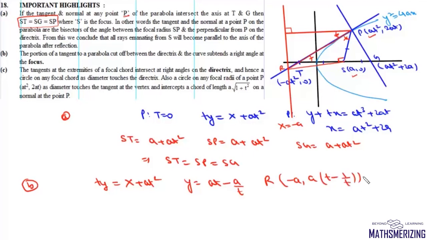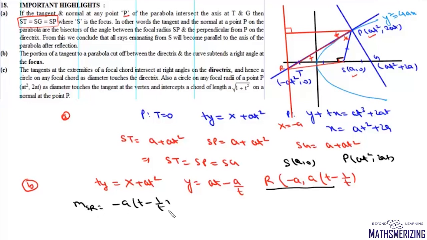Now we'll find the slope of SR. Now we have R, we have S, which is (a, 0), and we have P, which is (at square, 2at). We need to prove that this angle is 90 degrees. So we'll find the slope of SR. Now slope of SR will be 0 minus this, so it will be a(t minus 1/t) over minus a minus a, so it will be 2a. So we can write minus (t square minus 1)/2t.